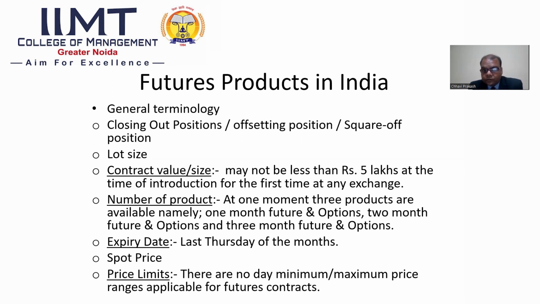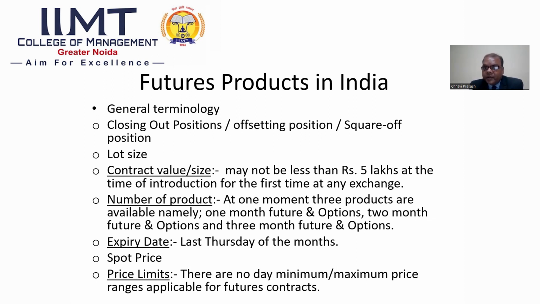Number of products. At one moment, 3 derivative products are available on all the assets on NSE and BSE. Suppose we want to get into buying or selling of Reliance in the future market, then at one point of time we will have 3 future products available for Reliance stock. One future product will be maturing in the current month. Another future product would be maturing in the next month, and the third future product would be maturing in the next to next month.